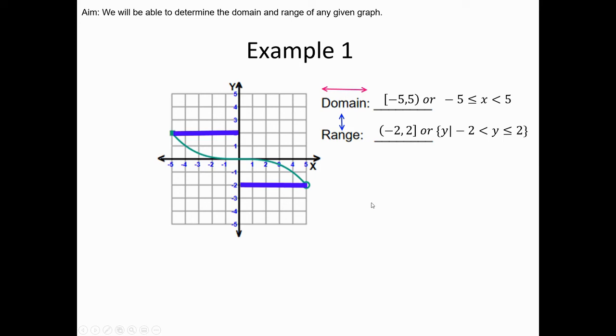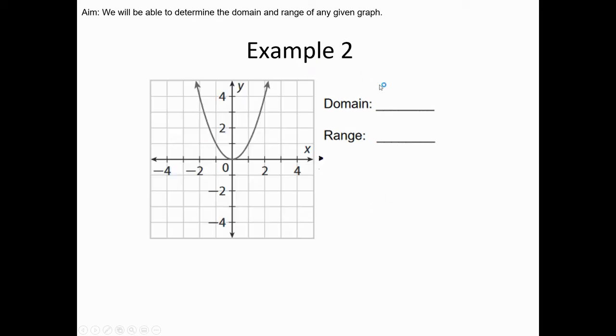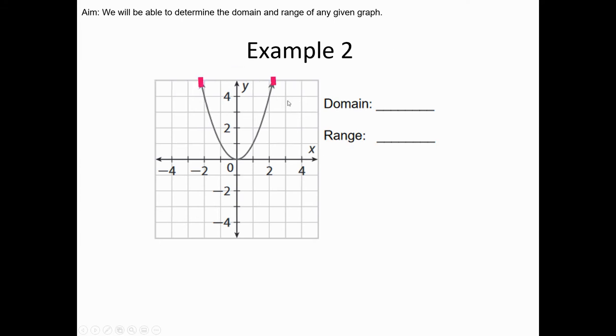Let's do one more example. So here's example 2. This is a picture of a graph that should be a bit familiar to you. It's a quadratic function. We're going to do the exact same thing. We'll look at the domain and then the range. So the domain, remember, goes all the way to the left and to the right. But notice how the left and the right have these arrows here. They're going to keep on going even though this graph stops there.